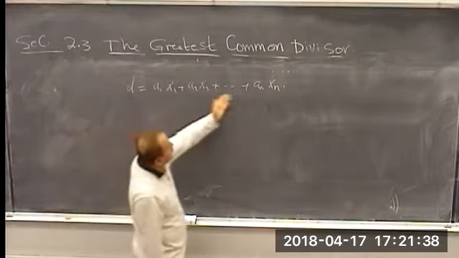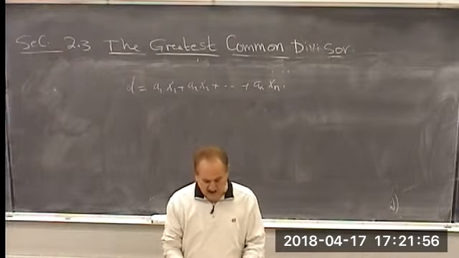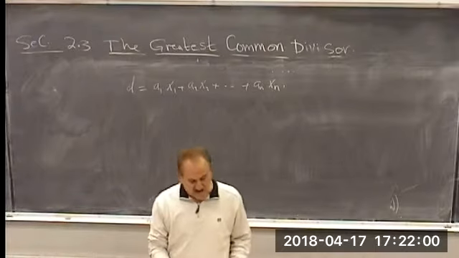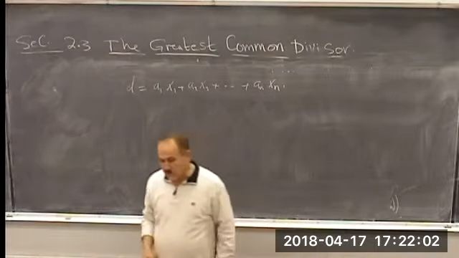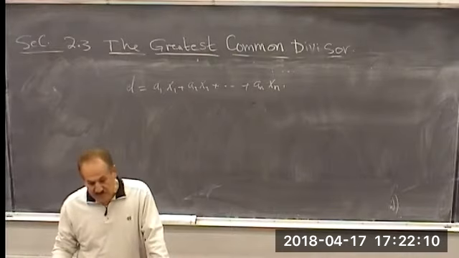And next time, we're going to start on the Euclidean algorithm that provides a very efficient method for calculating the greatest common divisor when the integers are big, very big. And this algorithm is still in use. Okay.